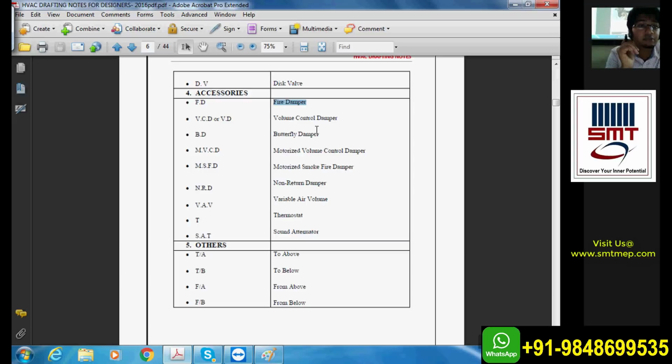ठीक है? कितने length का हो सकता है maximum? Feet. That is nearly 1.5 meters. Right? What if I apply a flexible duct of nearly 4 meters? 1.5 maximum है. मैंने 4 meters का लगा दिया, क्या होगा?